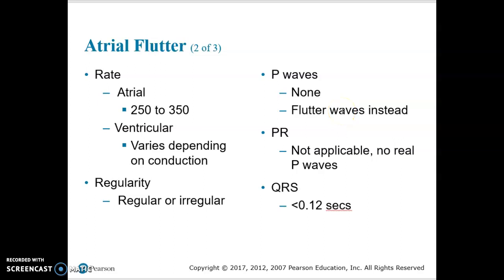The PR interval is not applicable here because we do not have P waves. If we don't have P waves, we cannot count a PR interval. The QRS, again, is still normal. It's less than 0.12 seconds. Remember, the QRS represents the ventricles, okay? So if this is normal, when we're diagnosing the strip, we know that we're not dealing with a ventricular rhythm, that it's got to be happening somewhere else. P waves are what happens in the atrium, so we know that the problem lies within our P wave here. We can figure this out using this.